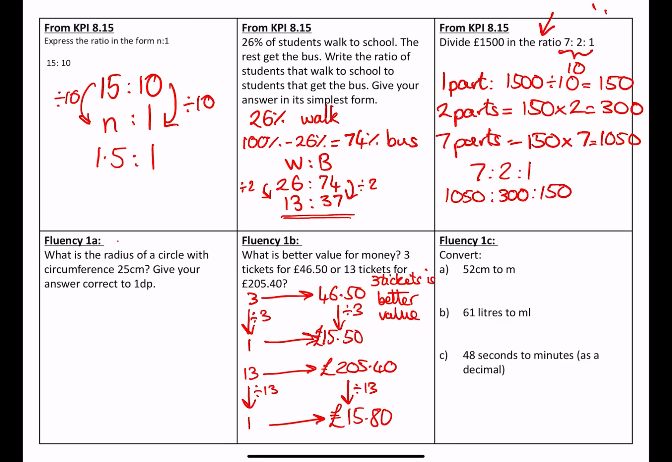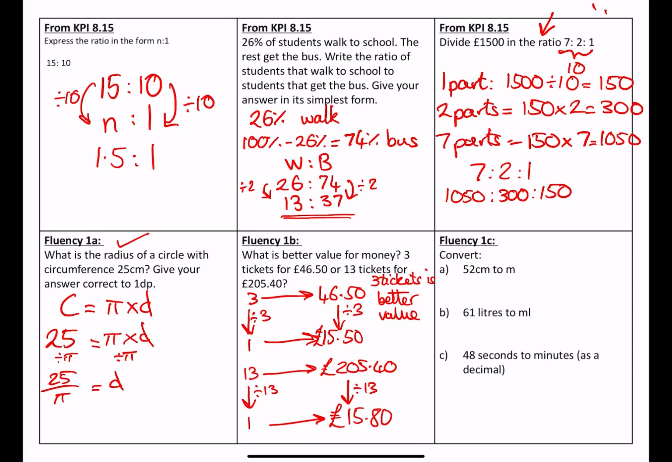Looking at Fluency 1A now. So the radius of a circle with a circumference of 25 centimeters. Okay, so we know what the circumference is. The circumference is found by doing pi times diameter. Plug into that what you know. We know that that's 25, and that would be pi times d. Remember, pi is just a number, so we can divide both sides by pi. And we've got 25 over pi is our diameter.